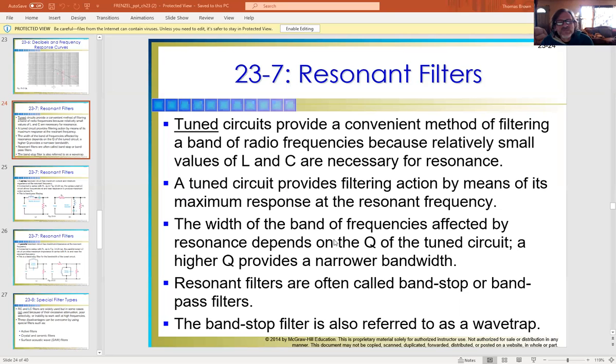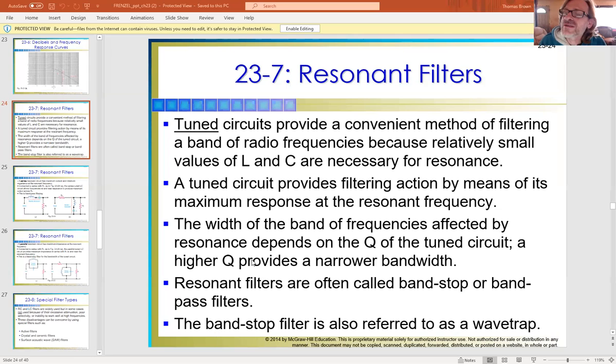So again, we would be going through and taking a look at the Q of the circuit and making sure that it meets the needs that we want. And at this point, we've used all the formulas. You have those formula sheets, and this will carry with you in the future.